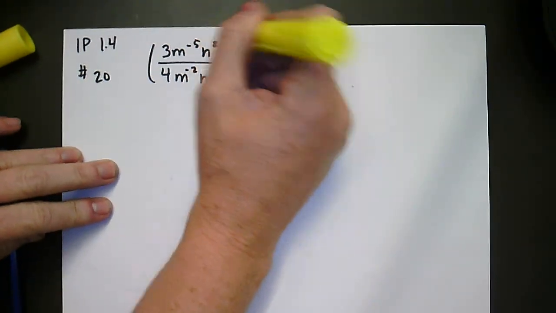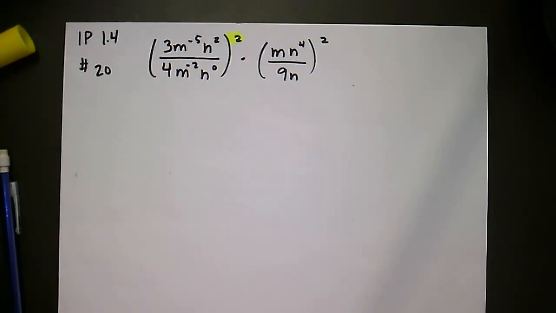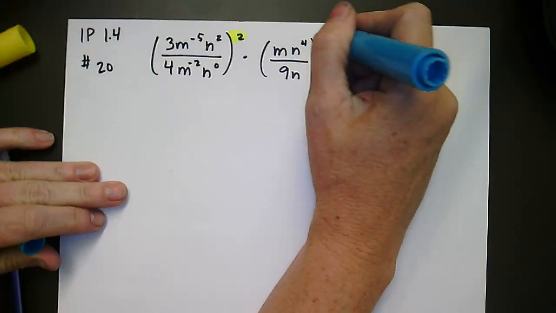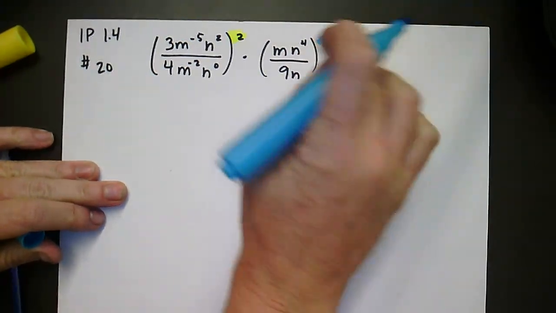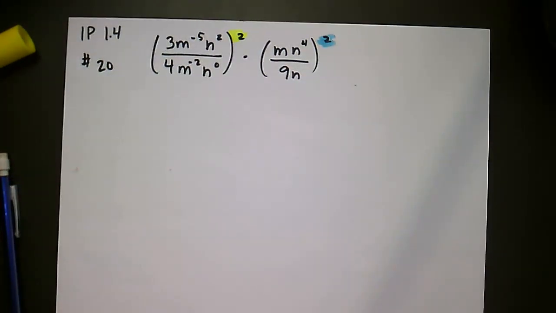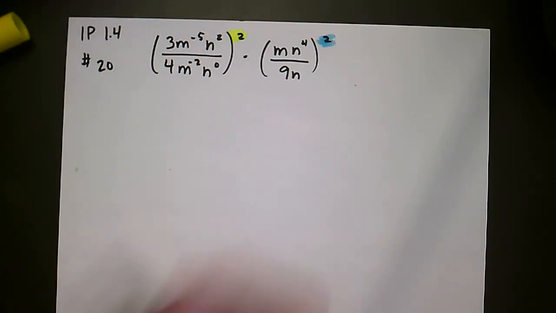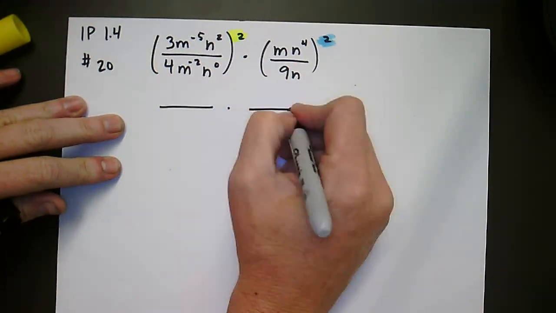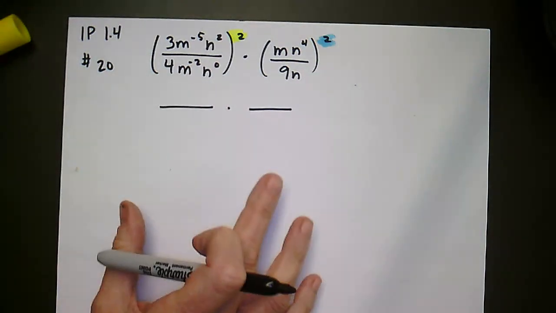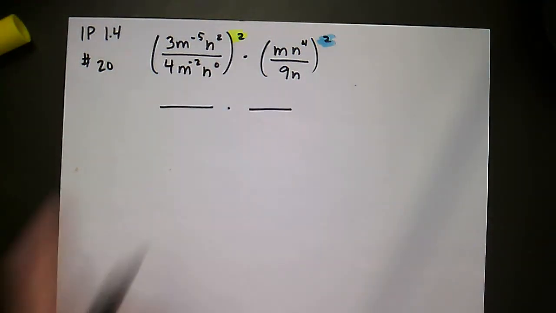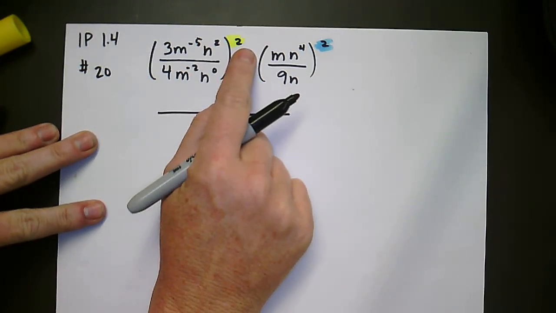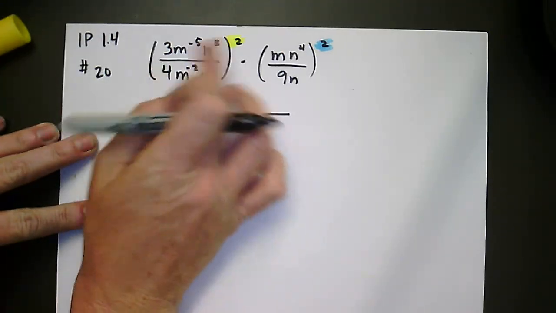I'm going to deal with everything on the left being squared here, and then I'm going to deal with everything in the right piece being raised to the second power. I'm going to get two fractions, and then I will multiply those fractions, but I'm going to work individually on the left and individually on the right. Everything needs to get raised to the second power. Every single term in here is being squared.